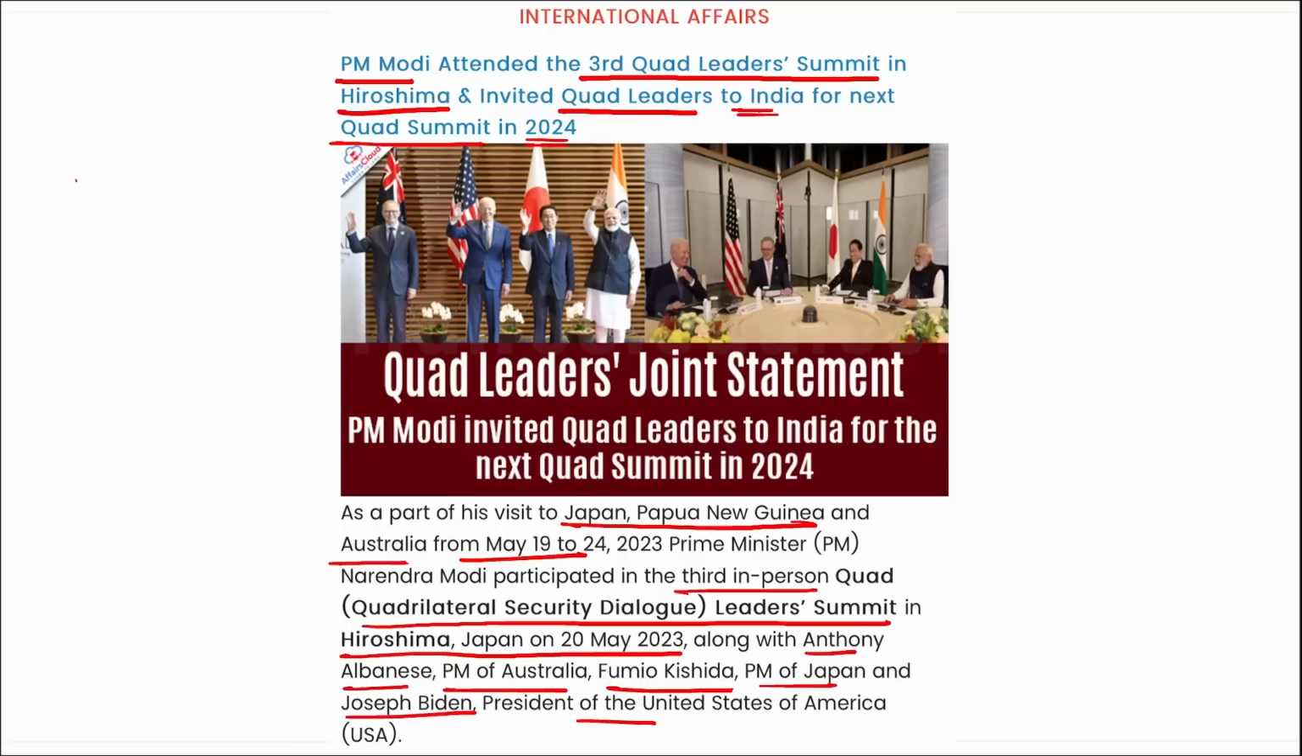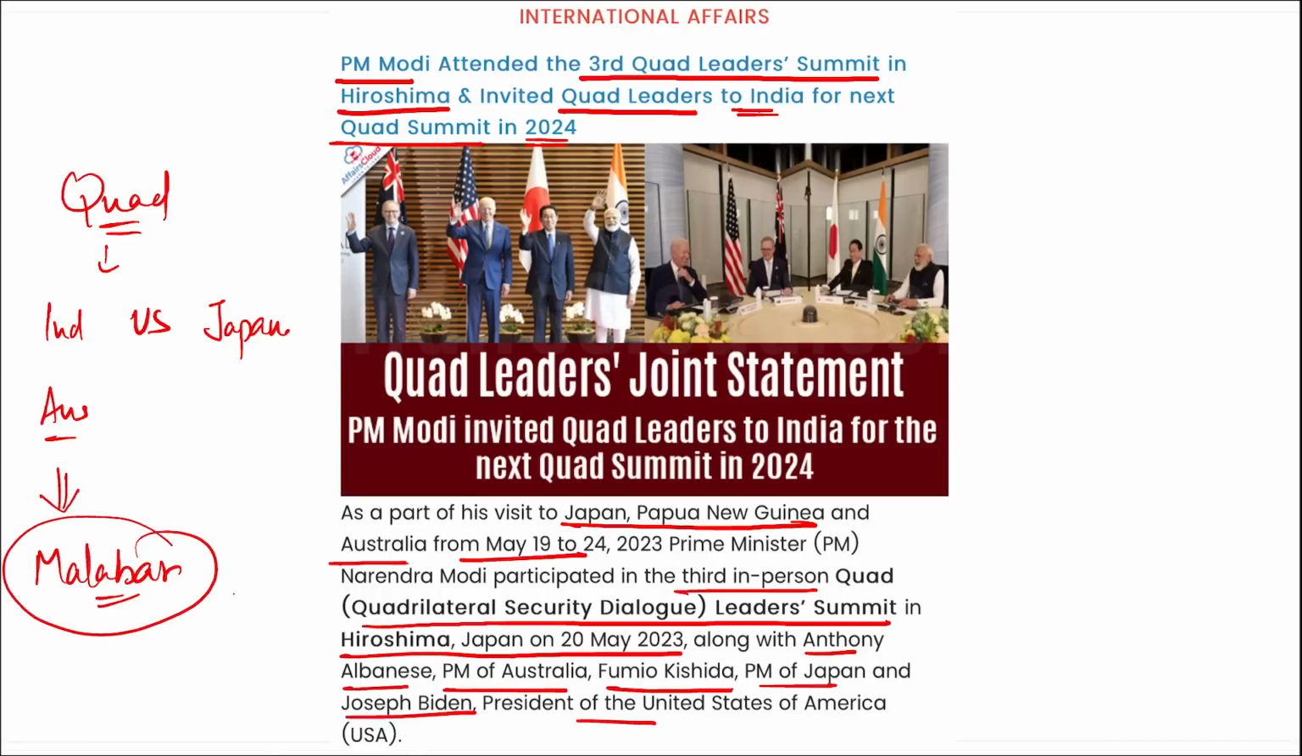Correct? Next, if we talk about Quad leaders, India, USA, Japan, and Australia. These are the 4 members in Quad countries, right? And the exercise conducted by these countries is the Malabar exercise. Correct? Malabar exercise.